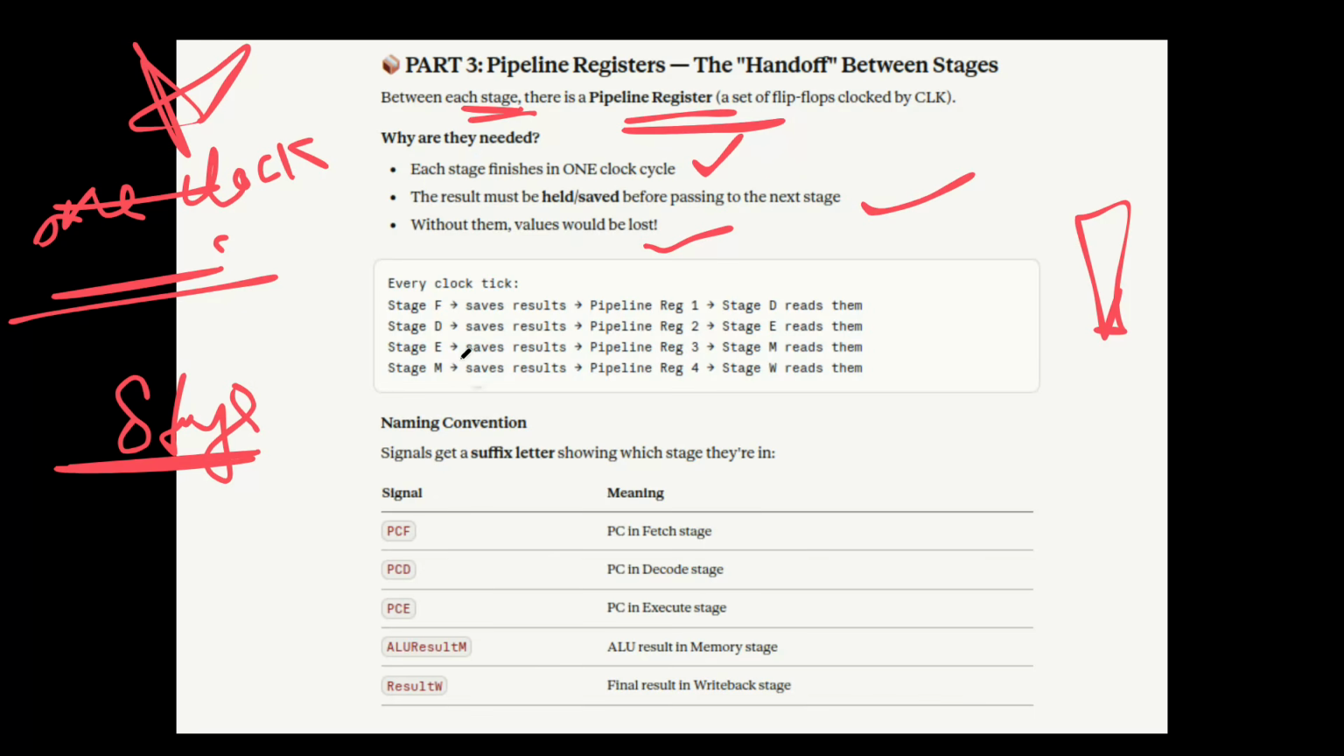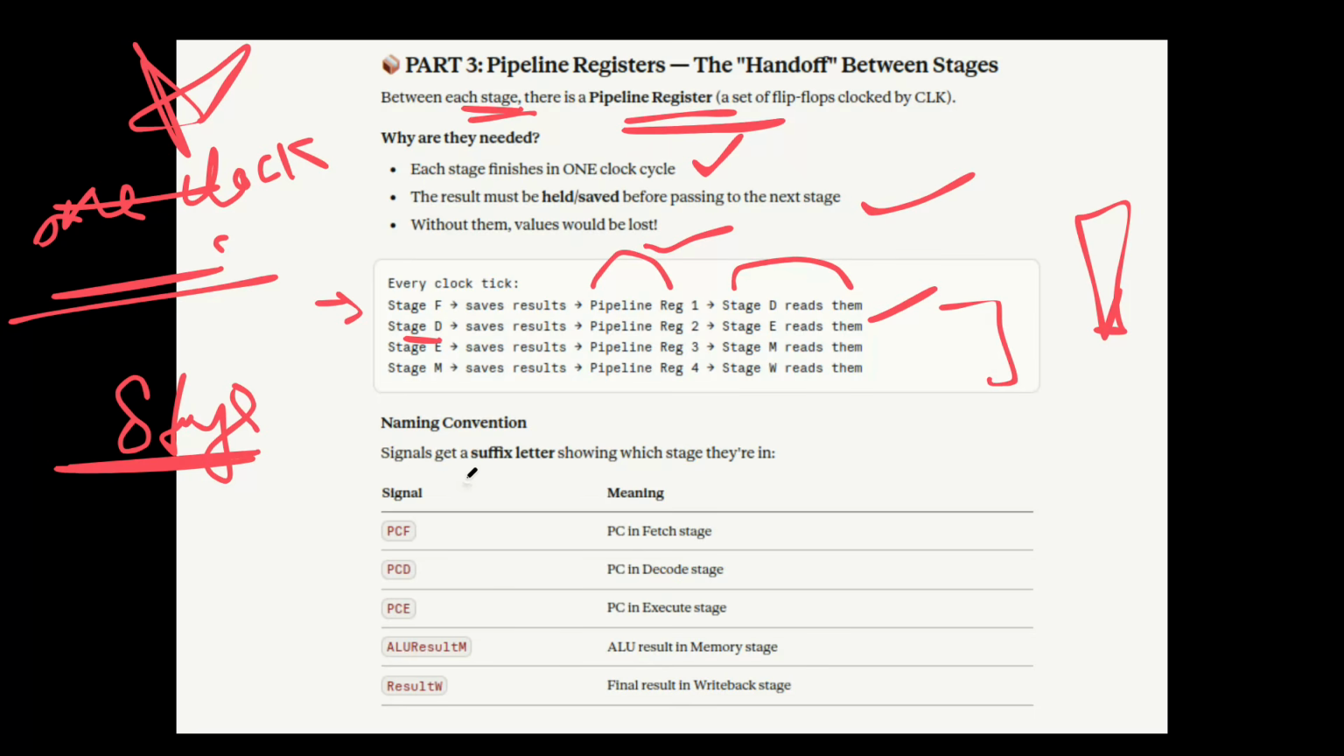So in each clock cycle, stage F saves the result in pipeline register 1, and stage D, the next stage, reads it. After the fetch stage you have the decoding stage, which reads the value in pipeline register 1. In the next clock cycle, stage D saves its result in pipeline register 2. The next stage is the executing stage, which can read it like that. That is what is basically happening here.